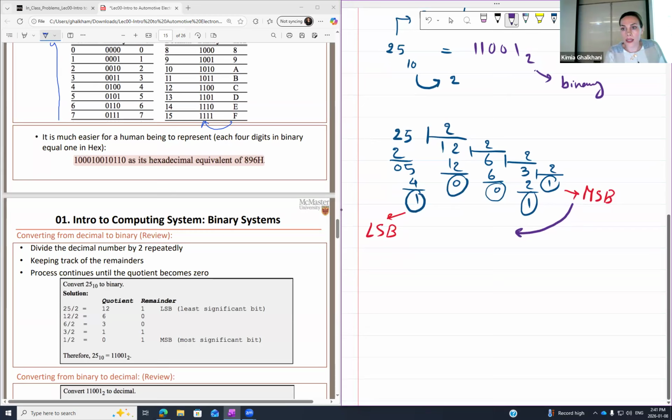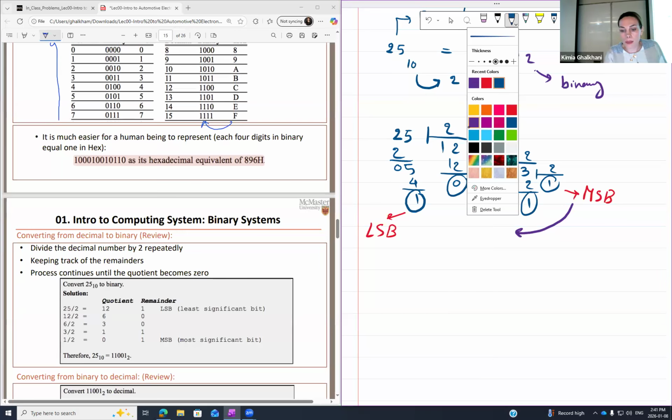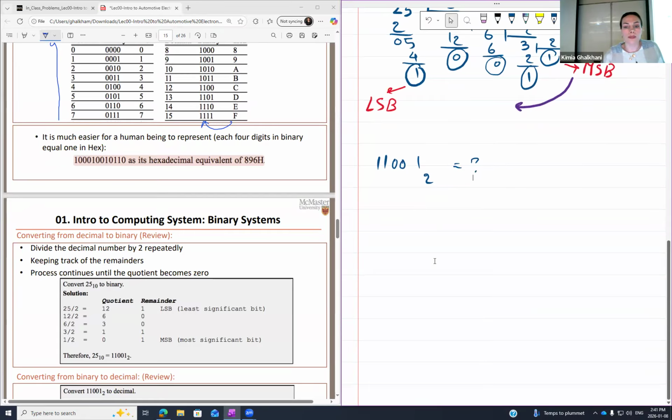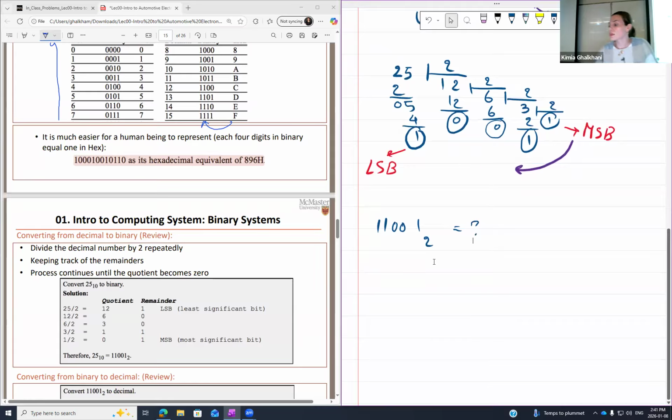I have the binary, and that binary is 11001 base 2. I know this is binary because it's base 2, and of course because it's a combination of 1 and 0. I'm asked to convert it to decimal. How do I do that? Who can tell me? How do I convert that? Any idea? To convert binary to decimal, I'm having some equation.